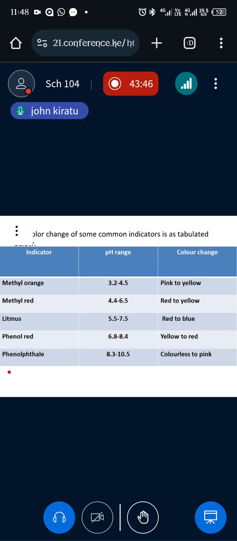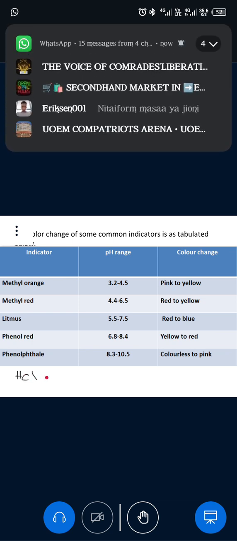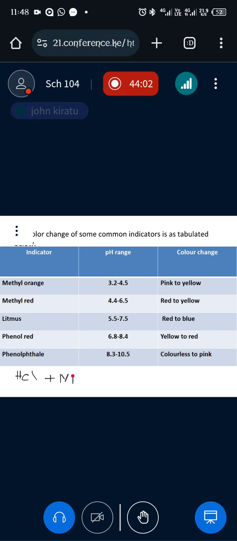Strong acid, weak base. Strong acid like HCl, right? Plus weak base like ammonia. So the resultant is what? Ammonium, which has a positive charge. So this is acidic, and therefore the equivalence point is below 7.